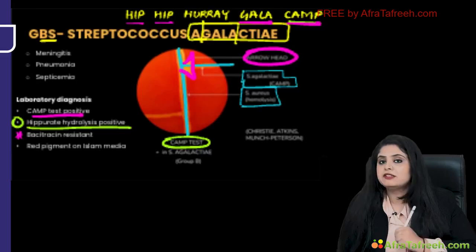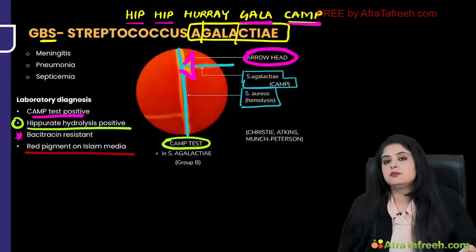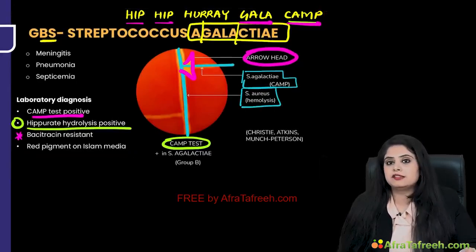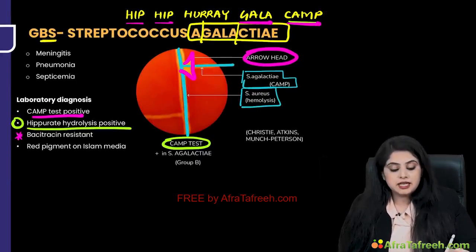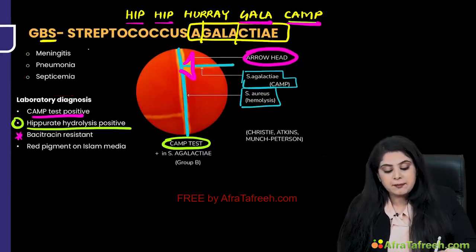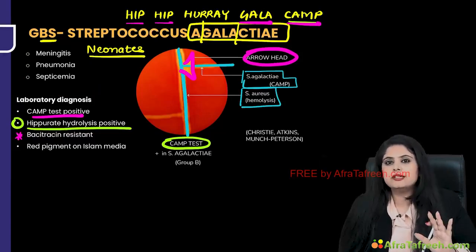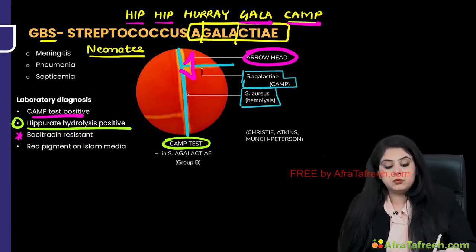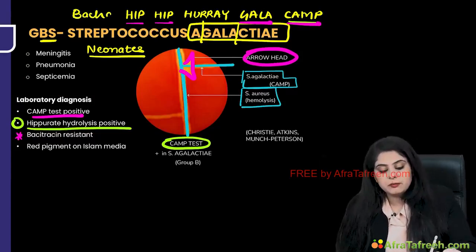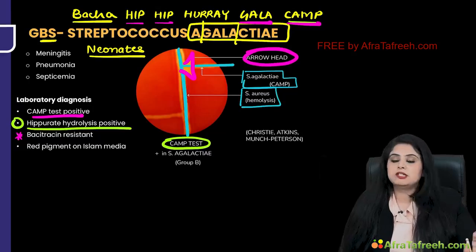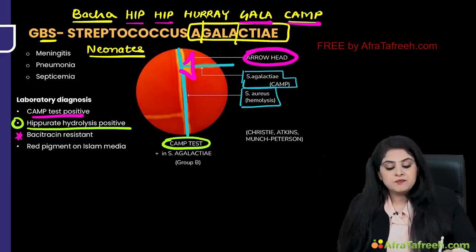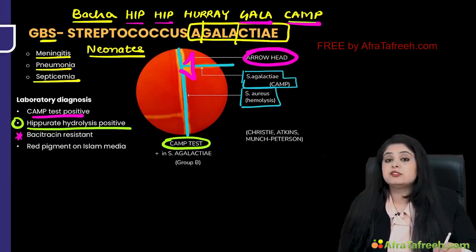So this is going to be bacitracin resistant, and if you can learn, it produces a red color pigment on Islam's media. Primarily, this is something that can happen in neonates and newborn children. Neonates and older 7-8 year old children, the disease is basically more common, because hip hooray is something that kids do. Hip hooray, the kids are gonna have a gala time in the camp. So meningitis, pneumonia, sepsis in the kids, these are the kind of things that it causes.